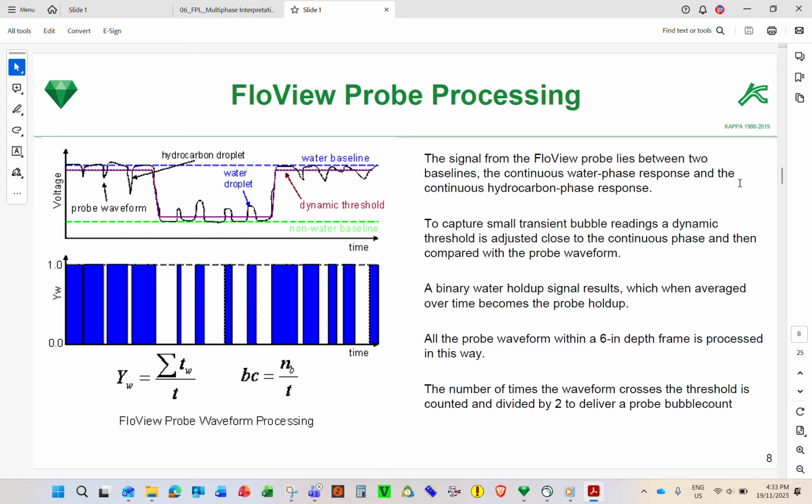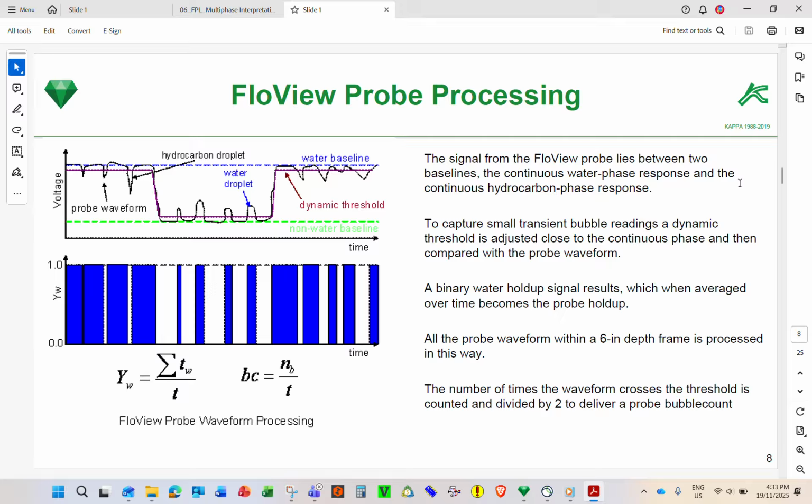Collecting all the blue areas in the total time frame, say 100 millisecond. So every 100 millisecond you acquire, you have a holdup. And that's the holdup of water. So of course, 1 minus this is the holdup of oil.